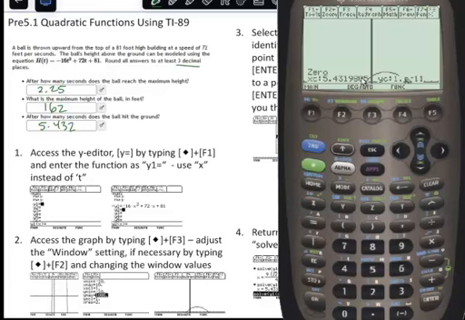Now, there's a second way that you can solve this, or to find this. How many seconds till it hits the ground? And that is, if we take this function and set the function equal to 0 and solve, it'll also tell us where those x-intercepts are.